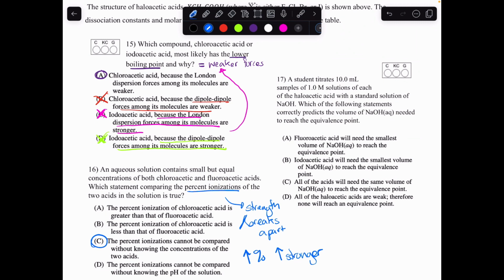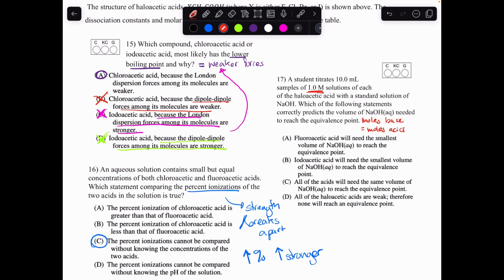All right, last one, 17. A student titrates 10 mL of a 1 molar sample of each of the acids with a standard solution of NaOH. Okay, so key thing with titration is recognizing we're using the same concentration of base for each. Which of the following statements correctly predicts the volume of NaOH needed to reach the equivalence point? So equivalence point is the point at which the moles of the base equal the moles of the acid.